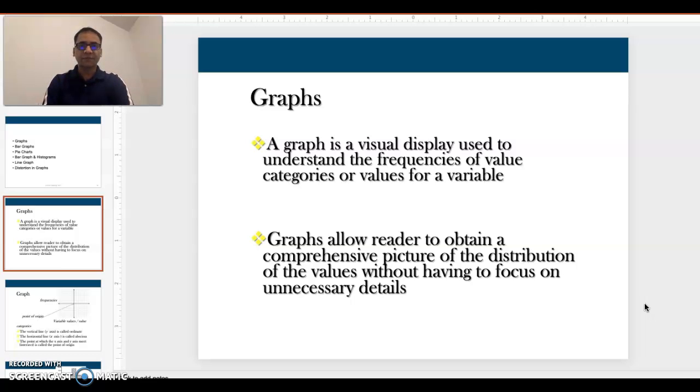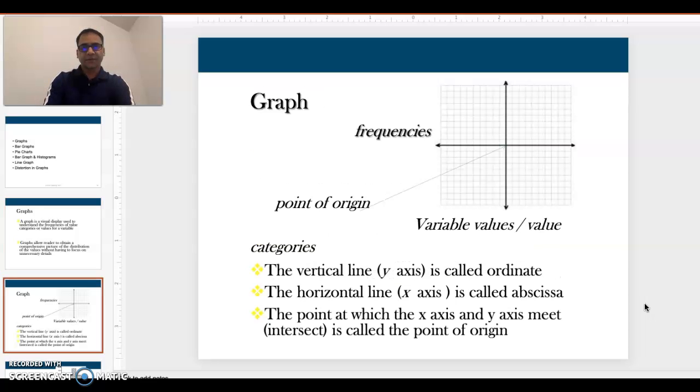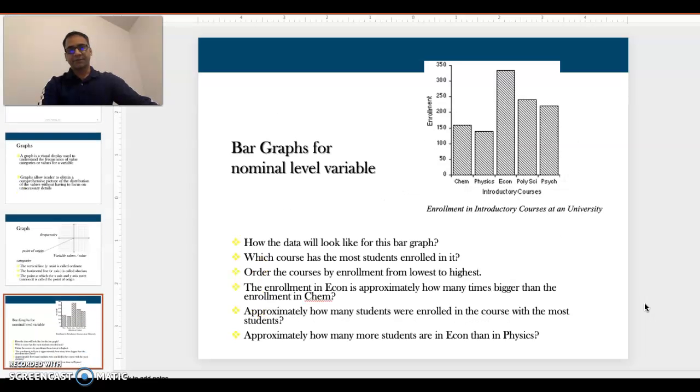Graphs also allow a reader to obtain a comprehensive picture of the distribution of values without having to focus on unnecessary details. So it looks like this. There are vertical lines and horizontal lines. Vertical lines we call the y-axis, and they are ordinates. Horizontal lines are the x-axis, also called abscissa. The point at which the x-axis and y-axis meet is called the point of origin.